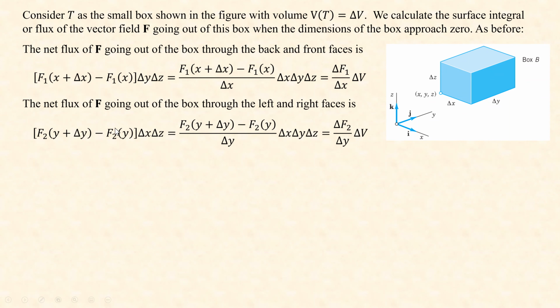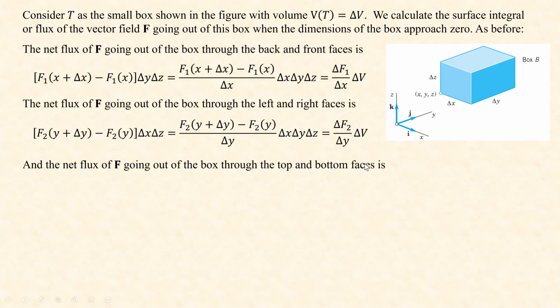minus the flux going through the left face, which is this. So the second component, the Y component, evaluated at this point, times the area of that face, which is delta X, delta Z. Again, we divide by delta Y and multiply by delta Y. So we get this, so that is delta F2 over delta Y times delta V.